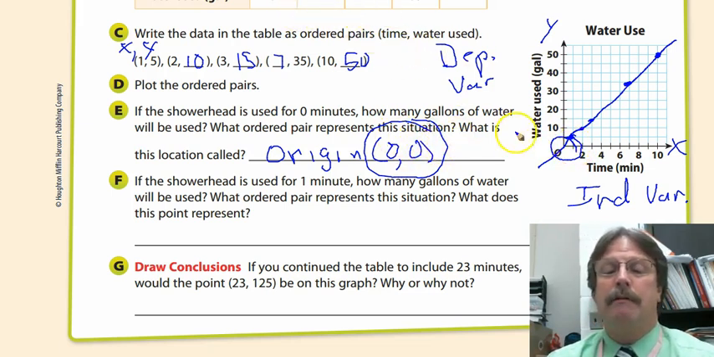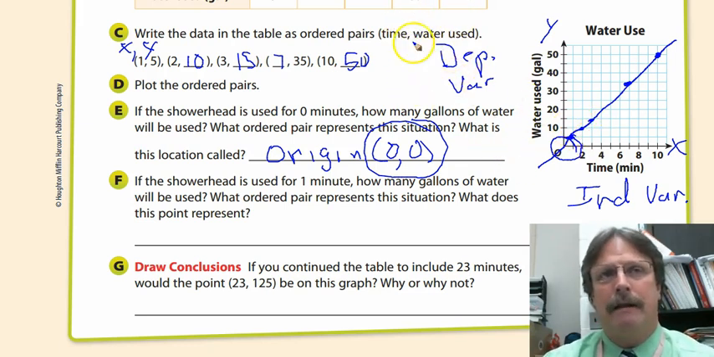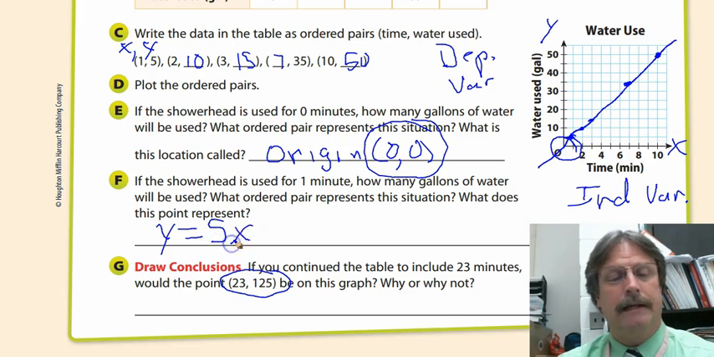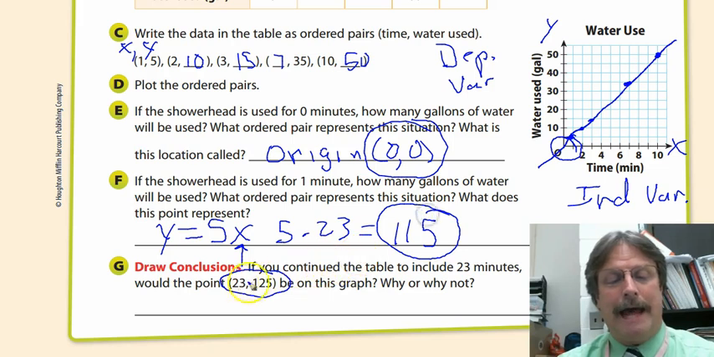Now, the table and the graph are not always going to give that information to you. You can't just assume that. You've got to figure it out. Down here on G, I want you to figure out this part. You're going to use that equation, y equals 5x. You're going to take 23 and put it in place here. So 5 times 23 is going to equal 115. And then you're going to compare that to the 125.